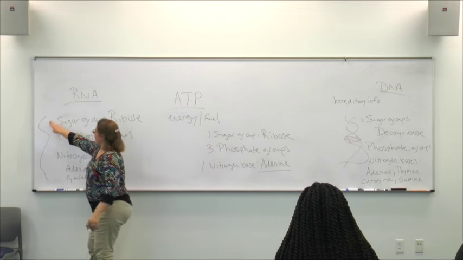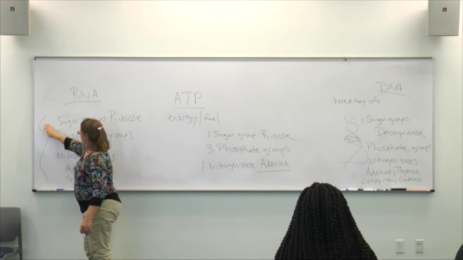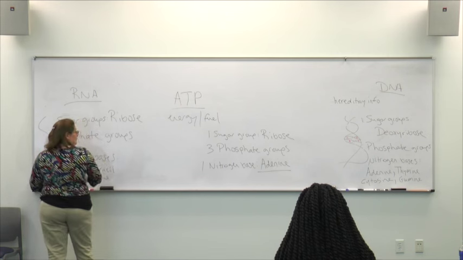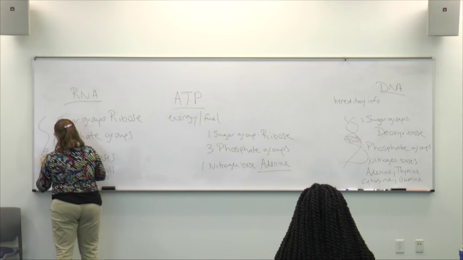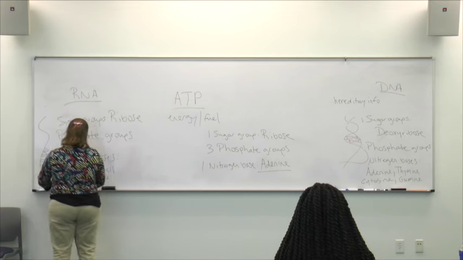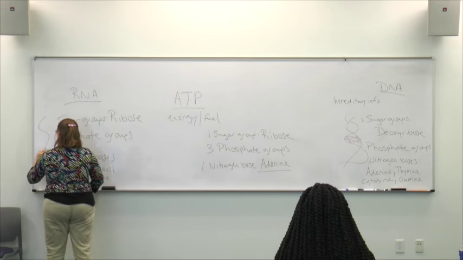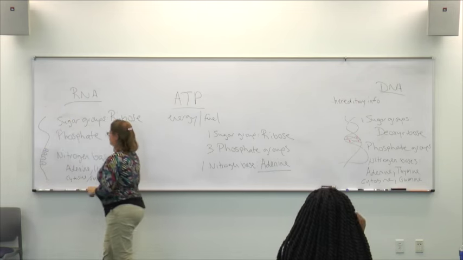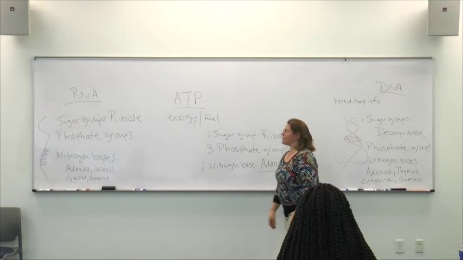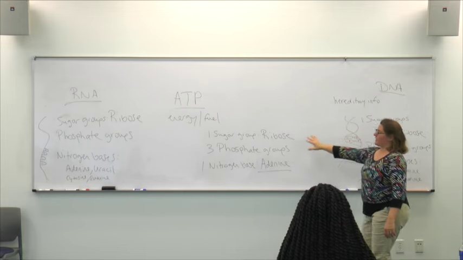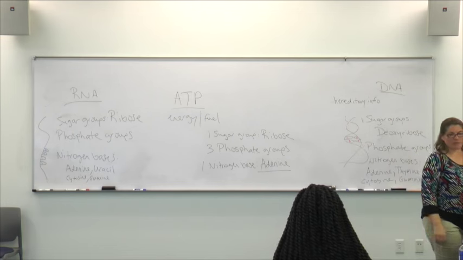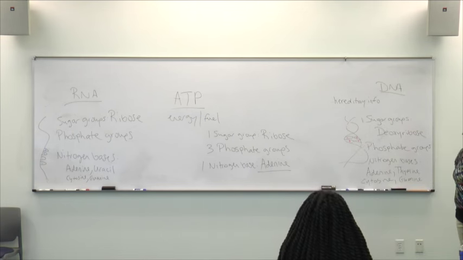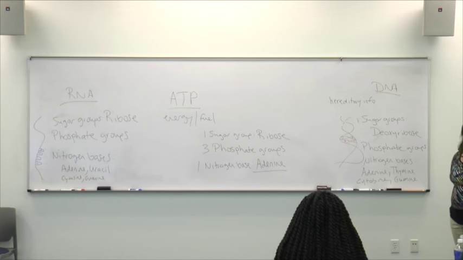And so you'll have ribose phosphate, ribose phosphate, all the way down the backbone, and then extending from the backbone, you will have your nitrogen bases, like A, U, C, and G. RNA is single-stranded, DNA is double-stranded, and ATP is not stranded at all. It's not a stranded molecule. And that's largely because it has a completely different function. It's for energy, fuel. It's not for carrying your genetic information or transmitting your genetic information.